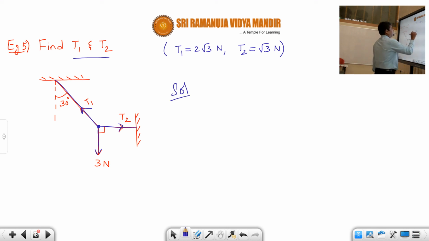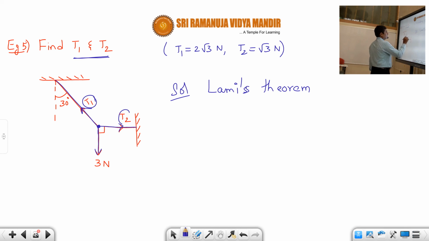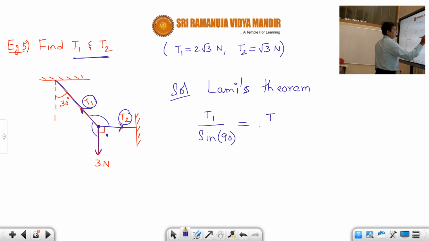So here you have to apply Lami's theorem, students. In the basic maths I told you one theorem called Lami's theorem, or sine rule, where you just have to know the opposite angles. Suppose for T1, what is the opposite angle, students? For T1 it is 90 degrees. Similarly for T2 you have to calculate the opposite angle, and similarly for the 3 Newtons you have to calculate the opposite angle. So accordingly, T1 by sine of the opposite angle, directly 90, is equal to T2 divided by its opposite angle, is equal to T3 divided by its opposite angle, students.